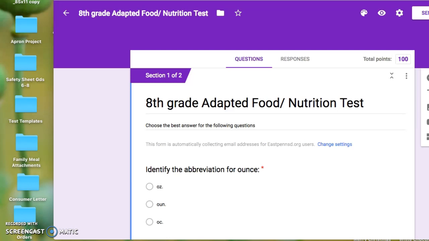Identify the abbreviation for tablespoon. Mark only one oval. Uppercase T, lowercase TSP, lowercase t.